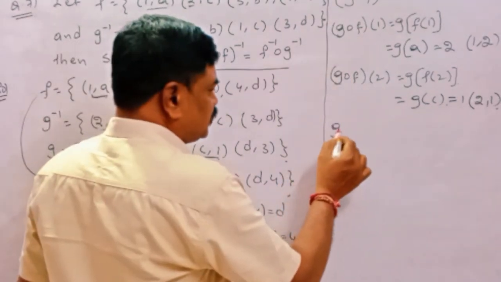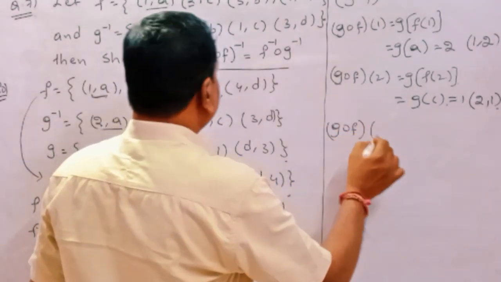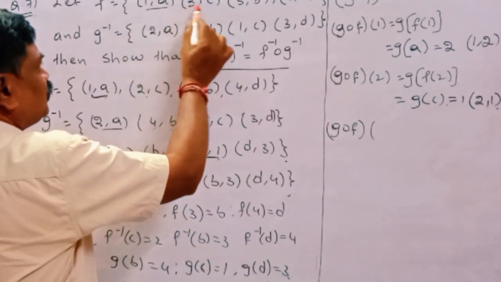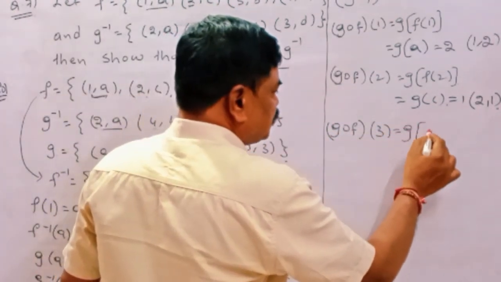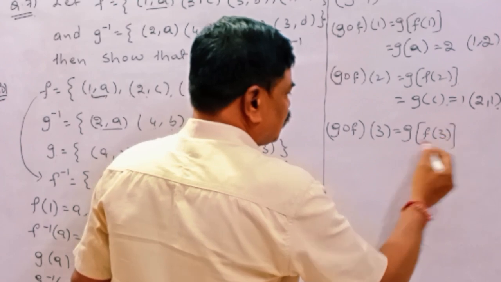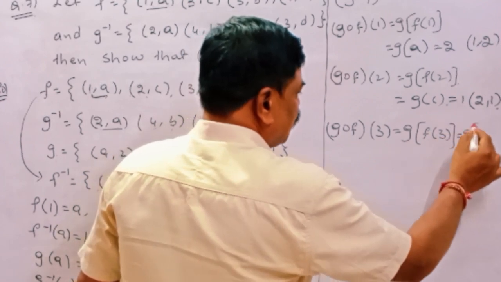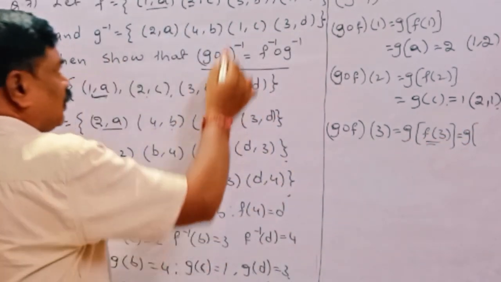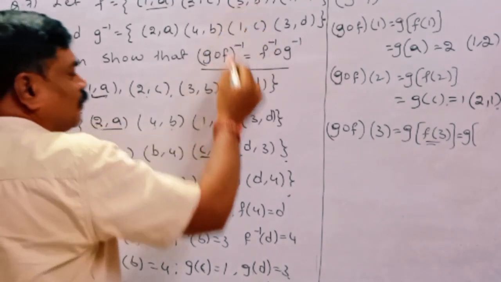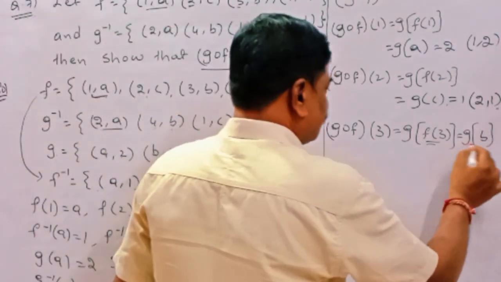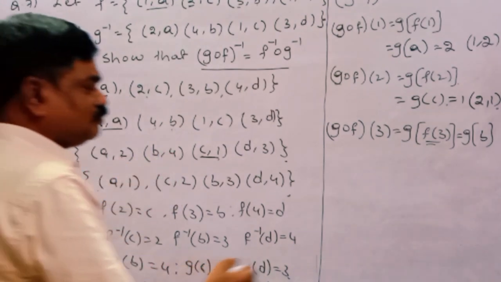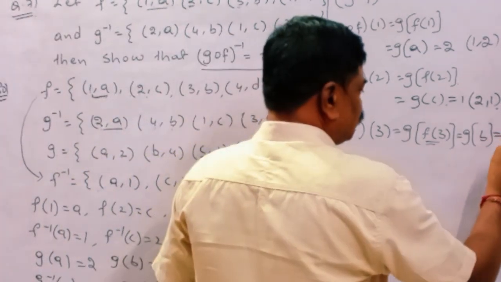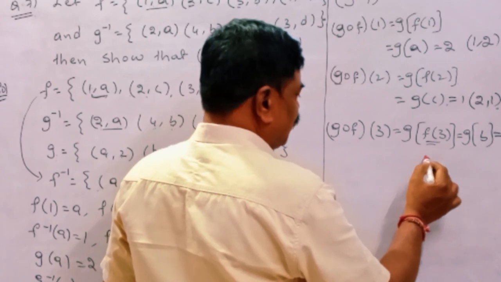Next, G circle F of 3. This one, complete. G circle F of 3 is equal to G of F of 3. What is F of 3? F of 3 is the image B. What is G of B? G of B is the image 4, which is equal to 4. Then what is the ordered pair?